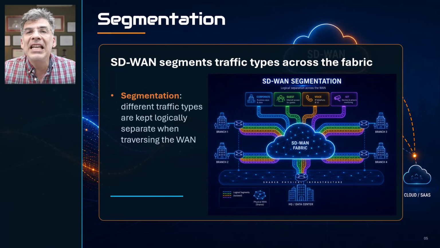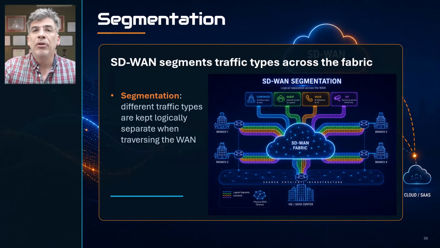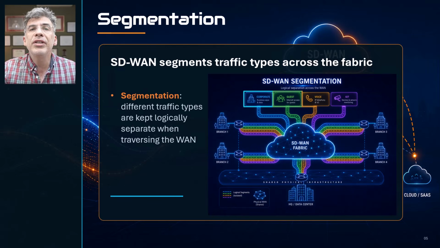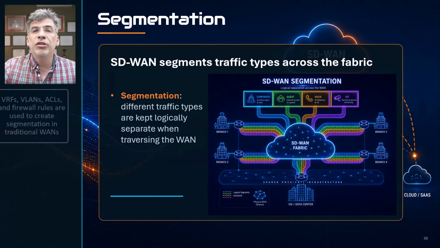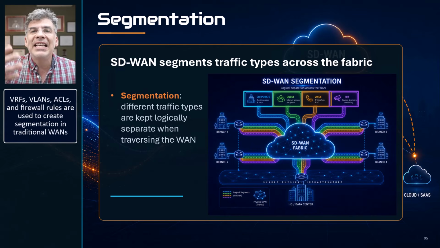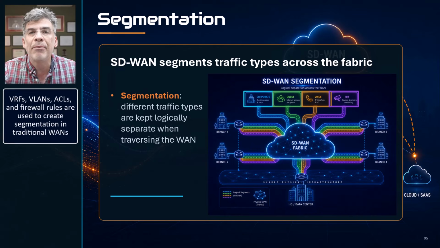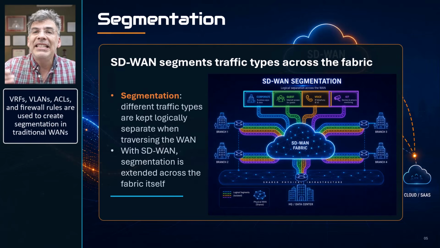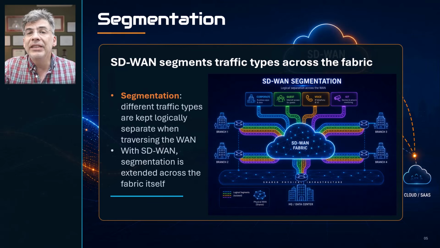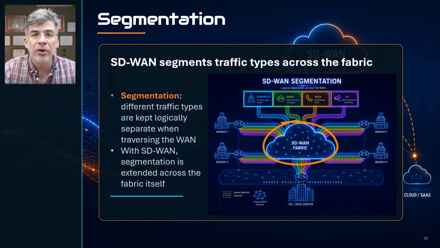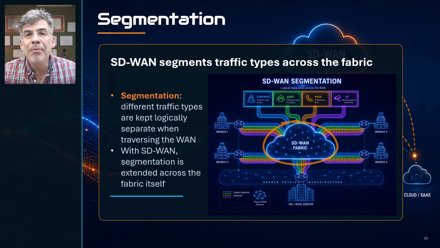In SD-WAN, segmentation means that different types of traffic can be kept logically separate across the WAN. For example, corporate users, guest users, voice traffic, IoT device traffic, and sensitive business systems may all need different treatment. In traditional networking, we may use VRFs, VLANs, ACLs, and firewall rules to create this separation. But in SD-WAN, segmentation can be extended across the WAN fabric itself, so that different logical networks can share the same physical transport while still remaining separate.